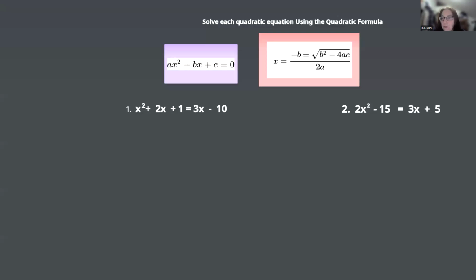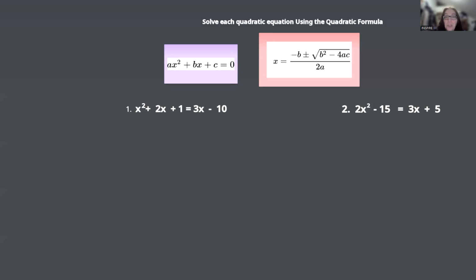So today we're going to use the quadratic formula to find the solutions to our quadratic equations. What I like about the quadratic formula is it works every time. Not everything is factorable, so you can't factor everyone, but you can always use the quadratic formula. And believe me, it's much easier if you memorize the formula. So let's take a look.